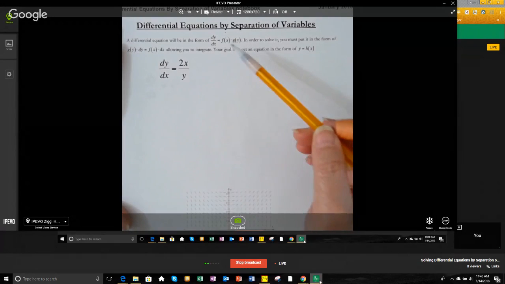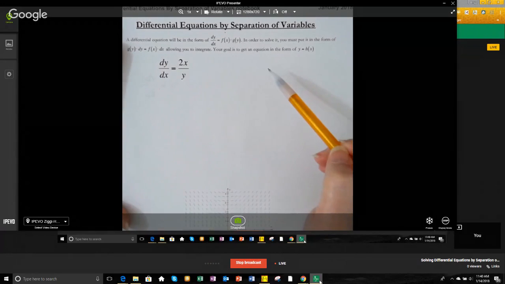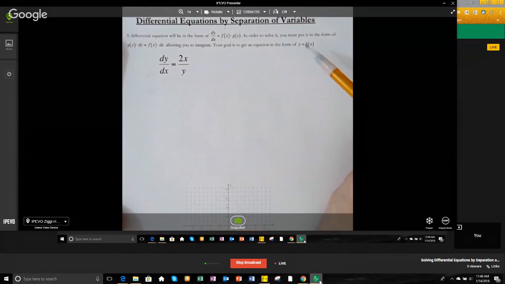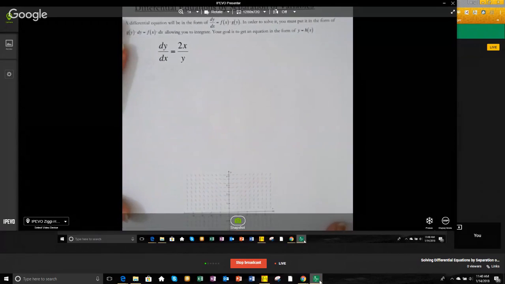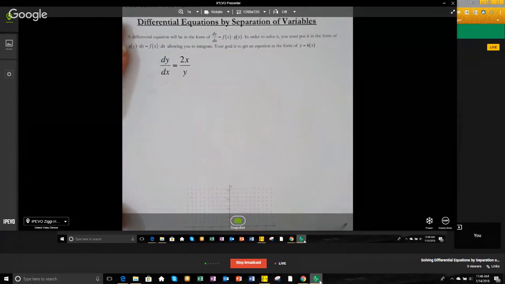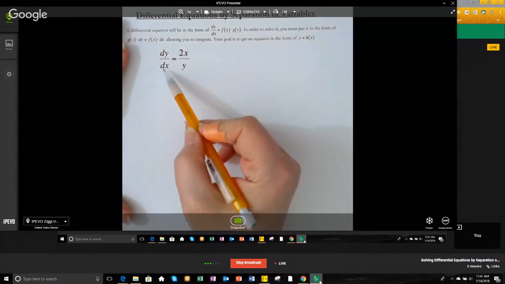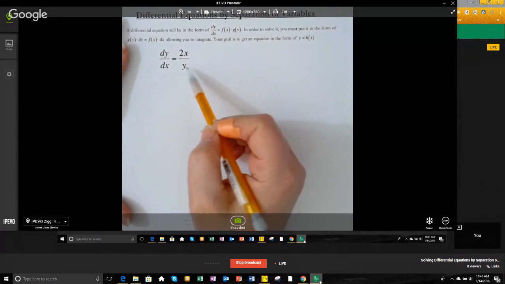If they're multiplied, or are factors, then you can use the method of separation of variables to solve this equation. Our goal is to get a solution that's a continuous function in the form y equals. This process is very simple. All we're going to do is what the instructions state, which is separate the variables. We're going to have the y's on one side and the x's on the other. In this example, I have dy/dx, so I have an x on both sides with the 2x and the dx, and the y on the left and the right.